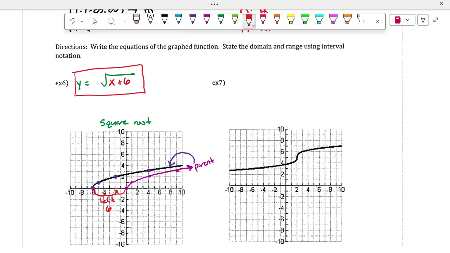Now, what's the domain and range of this? So look at the black function only. What's the domain? -6 to positive infinity. Good. What's the range? 0 to infinity. Good. So I'll give you a hint. It's typically the point that it starts with that kind of tells you what the domain and range is going to be.